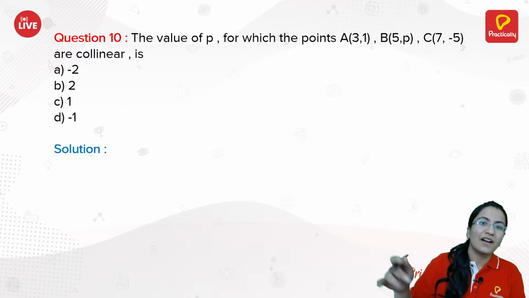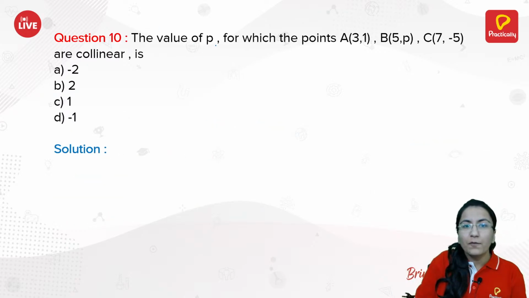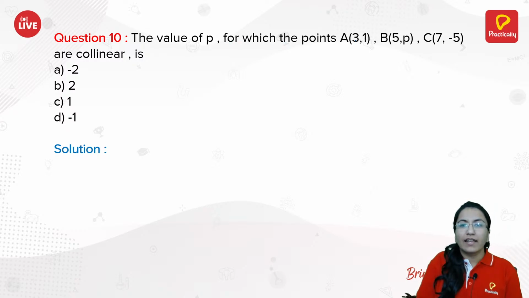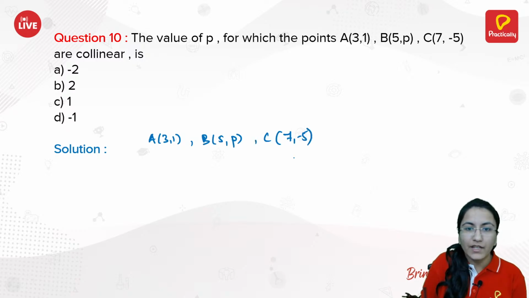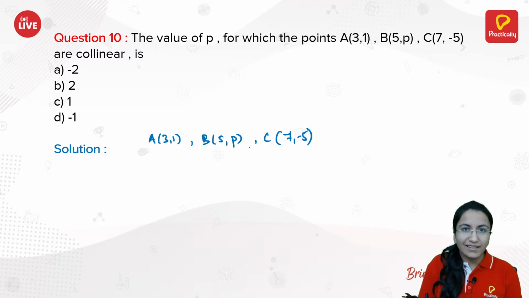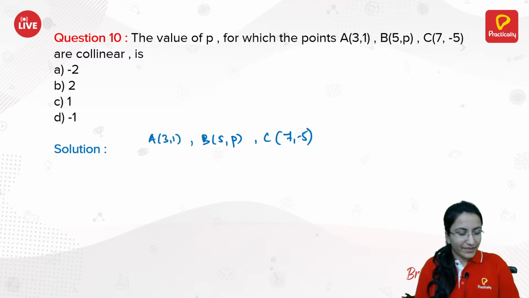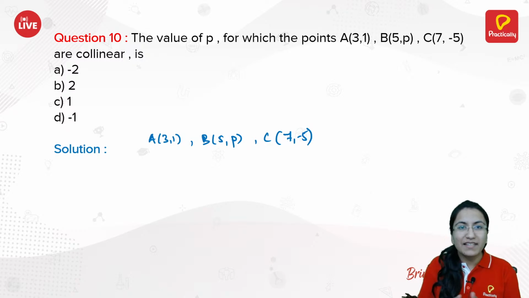Next question here you have is: the value of P for which the points A as (3, 1), B as (5, P) and C as (7, minus 5) are collinear is. We are given 3 points. We want these points to be collinear. So what condition would we apply? Yes, area is 0. So area must be 0 so that these 3 points are collinear.